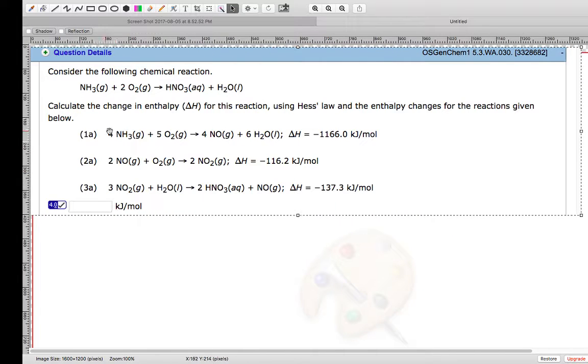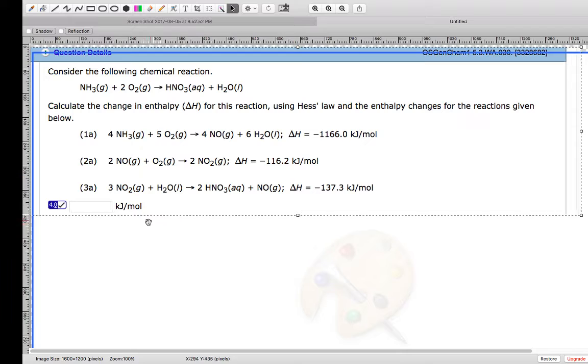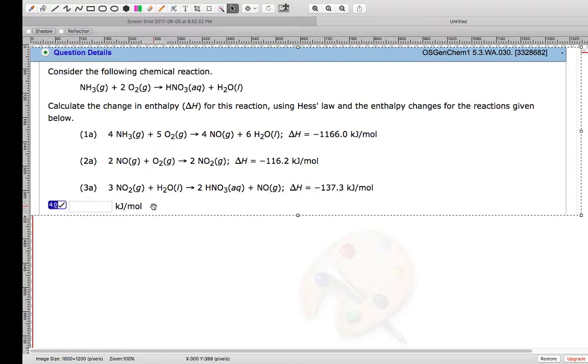here are three chemical equations, and we know the enthalpies for each of these reactions. And here is a chemical equation for which we don't know the enthalpy, and we want to know the enthalpy. These units are all kilojoules per mole, and the units that we want are also kilojoules per mole, so there are no tricks with units.